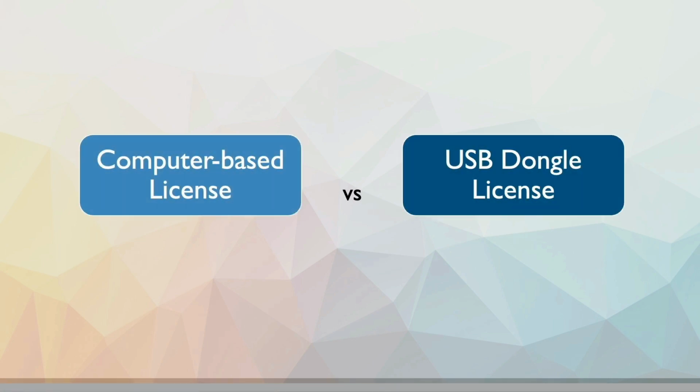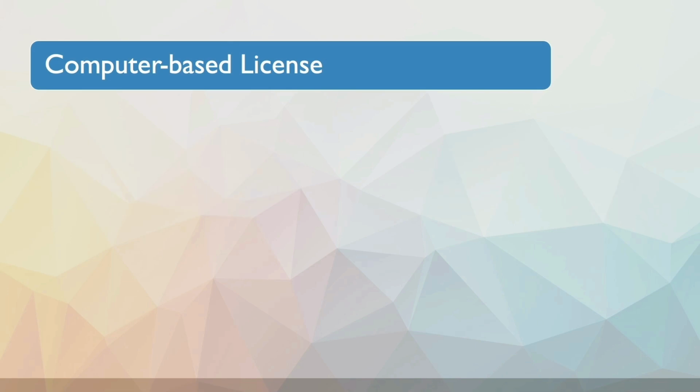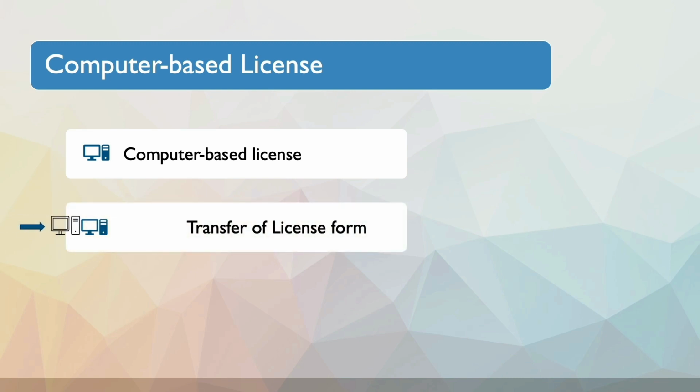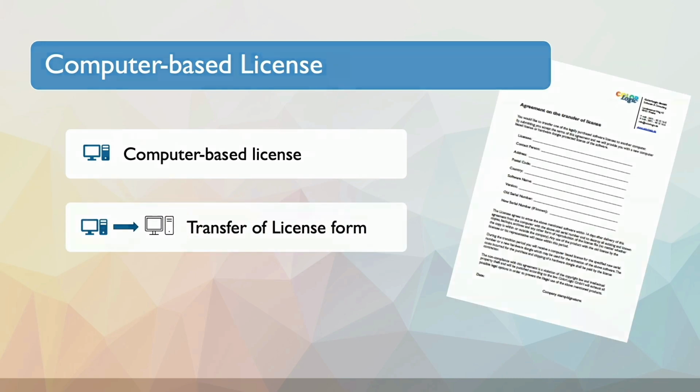All types of licenses can be issued as either a computer-based license or a dongle license. The computer-based license is tied to the computer on which the software is installed and cannot be changed without a completed transfer of license form. This type of license is also required if the computer lacks a USB port, such as a rack server.